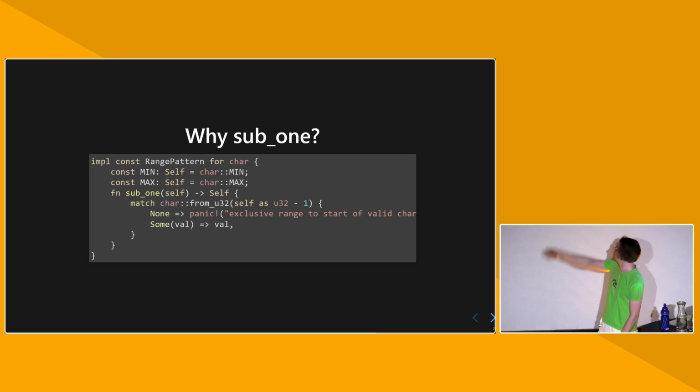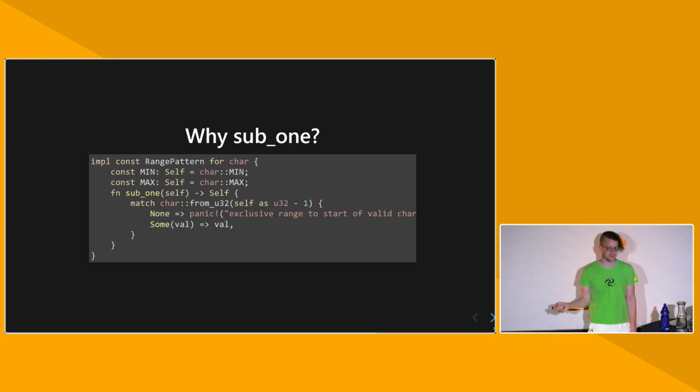Like I can't do minus 1. So I converted back, where are we? There. The sub1 function itself converts the character to U32, subtracts 1, and tries to convert it back to a character. In case it doesn't work, it gives you a panic. And in case it works, it gives you the value. And diagnostics in that are surprisingly good. Like, this works pretty well.